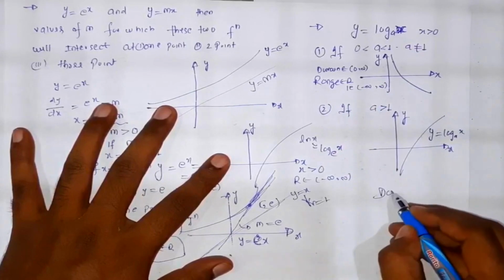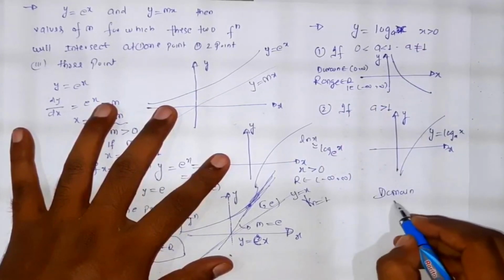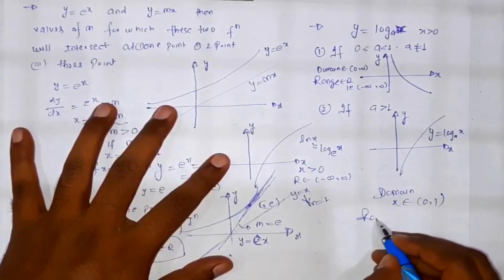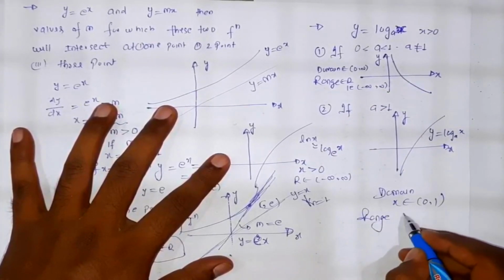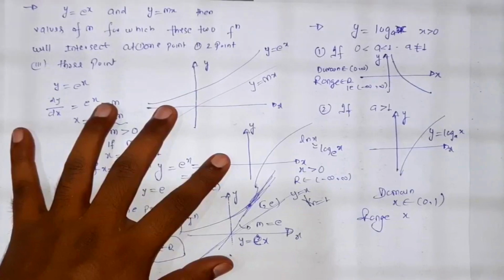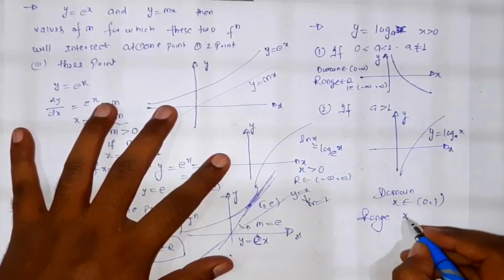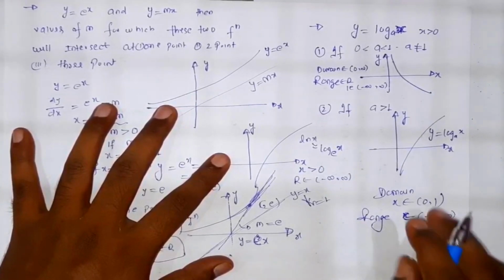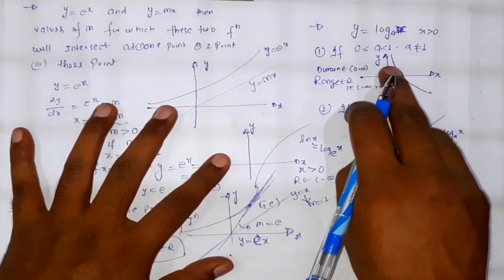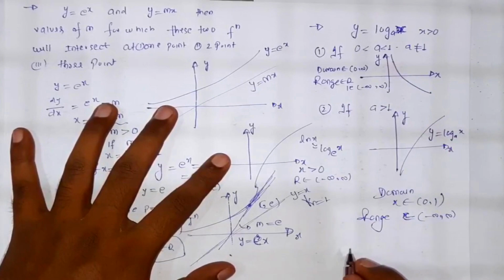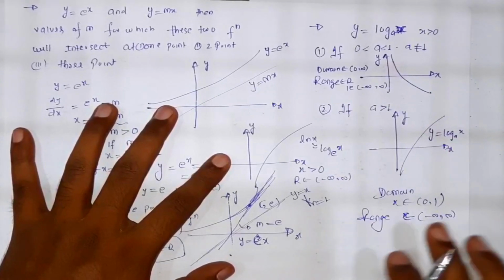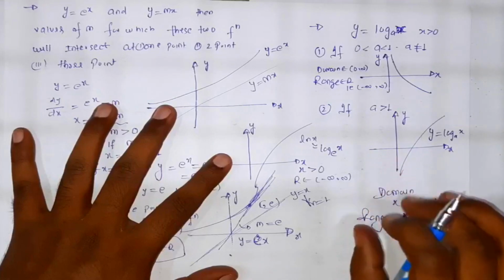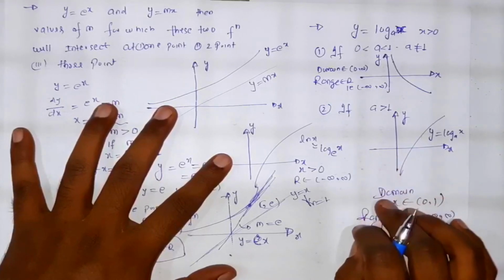Here the domain x belongs to 0 to infinity. Here the range belongs to minus infinity to infinity. So this is an increasing function, this is a decreasing function. Now I am going to stop here. In the next tutorial we will see some more about these logarithmic functions. Till then, thank you guys.